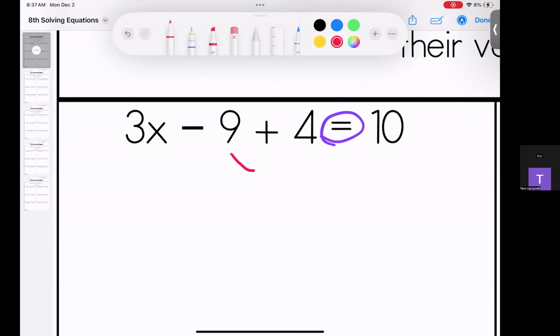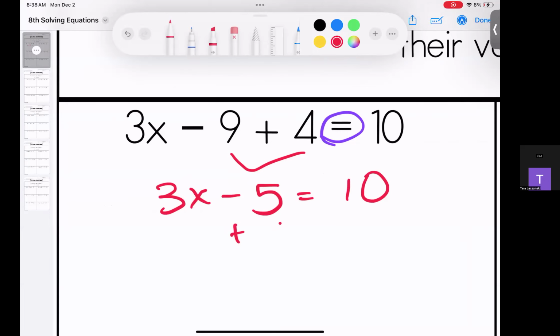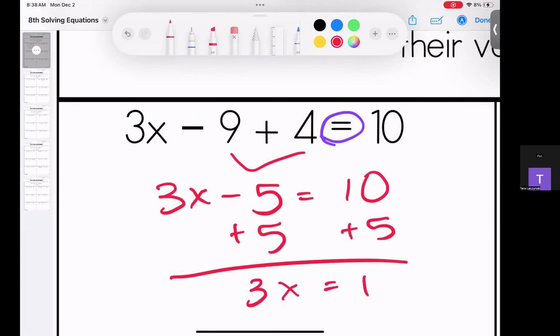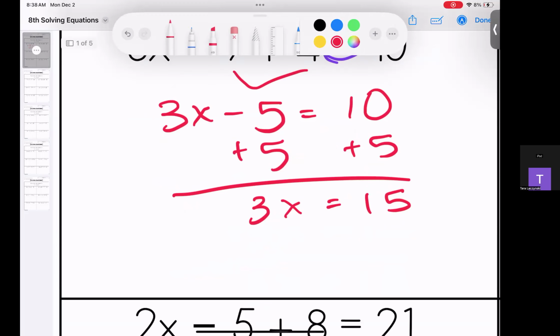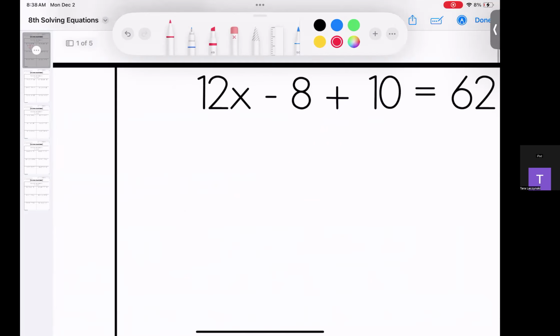So I'm going to start here. -9 and +4 is -5. Bring down everything that is not in use. I'm going to do the opposite, so adding that 5 to both sides brings us to 3x is equal to 15. Stuck together like glue, the only option is to divide them. For this first one, x is equal to 5.